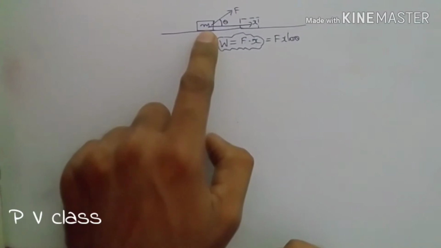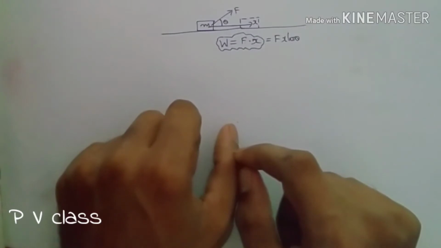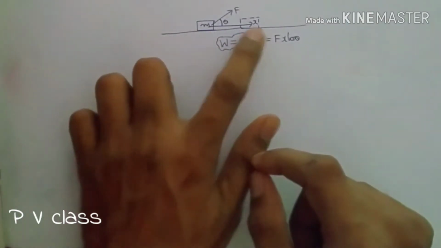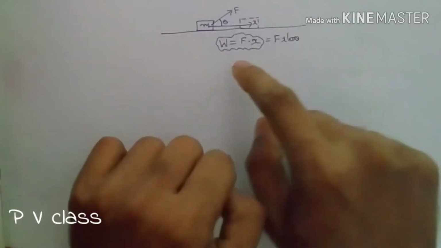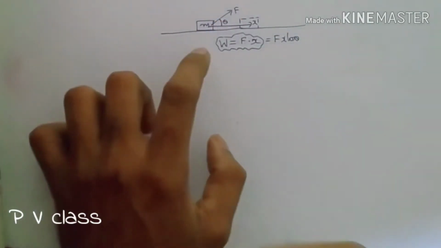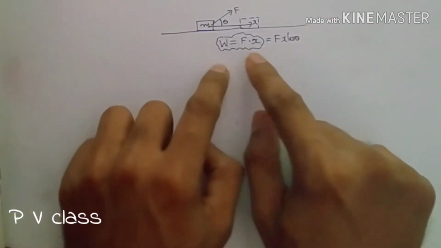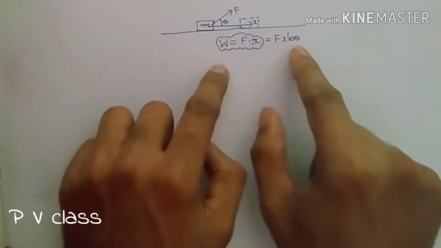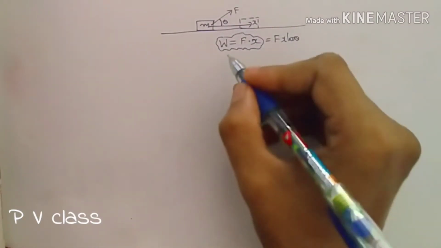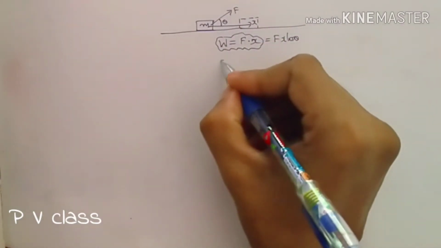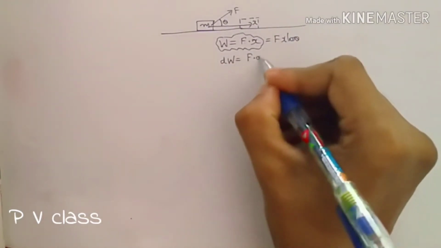We have a mass m, and on this mass m we are applying a force in this direction, so that there is a displacement of the mass in this direction. The displacement is written as x, the force is F, and the angle between force and displacement is theta. Then the work done in this case will be W = F dot x, that is equal to Fx cos theta. Then we could write dW, the small work done, as dW = F dot dx.